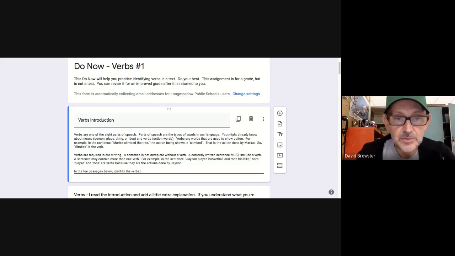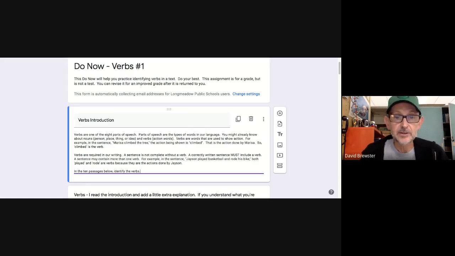So let's talk a little bit about verbs from the introduction. Verbs are one of the 8 parts of speech. Parts of speech are the types of words in our language. You might already know about nouns, like person, place, thing, or idea, and verbs, or action words. Verbs are words that are used to show action. For example, in the sentence, Marissa climbed the tree, the action being shown is climbed. That is the action done by Marissa. So climbed is the verb.